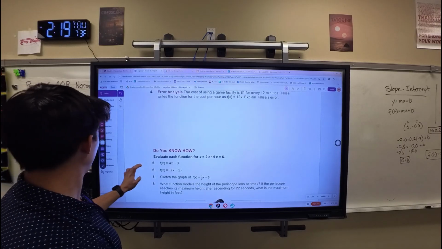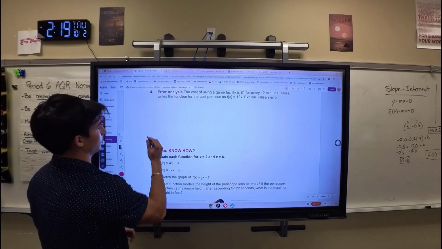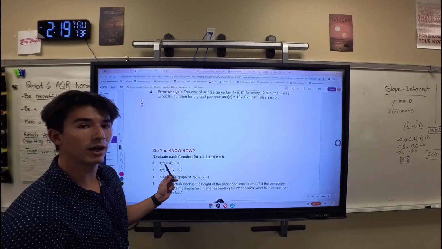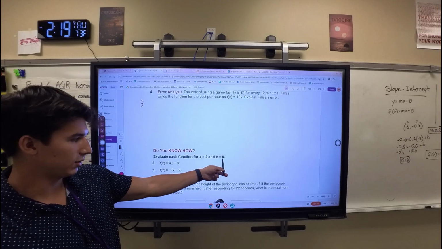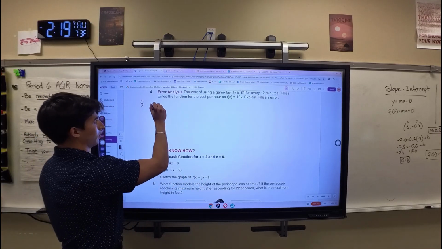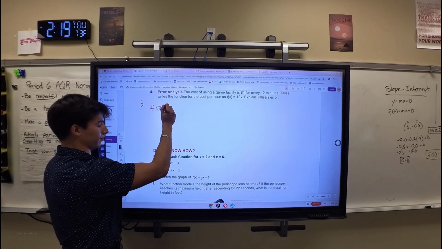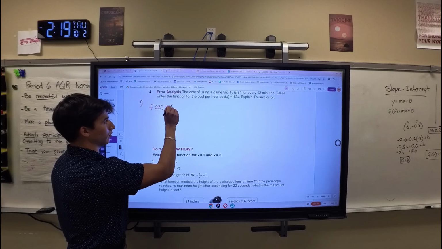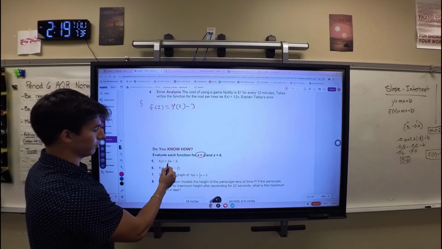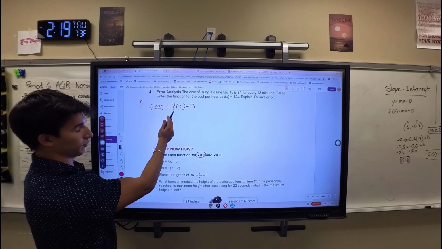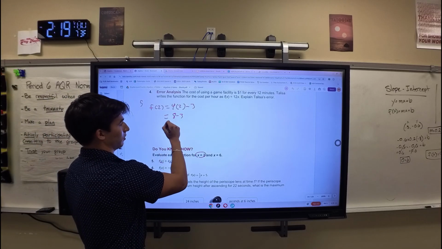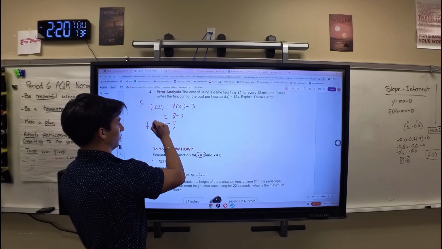Okay, and now we're going to do problems 5 and 6. So starting with 5, we're evaluating f of x equals 4x minus 3 at both 2 and 6. So we'll do 2 first. So here we have f of 2 equals 4 times 2 minus 3. I just put this 2 in place of both x's. F of 2 equals 4 times 2 minus 3. And this is going to give us 8 minus 3, which is 5, is f of 2.